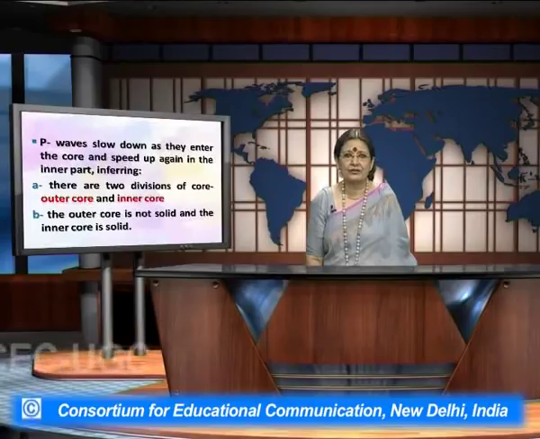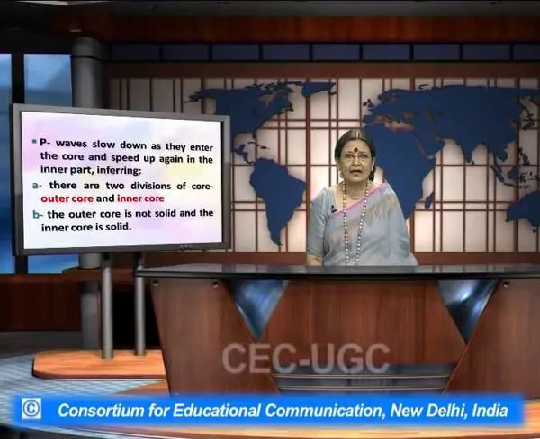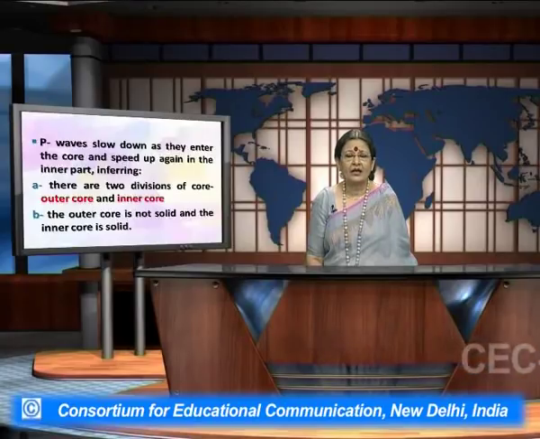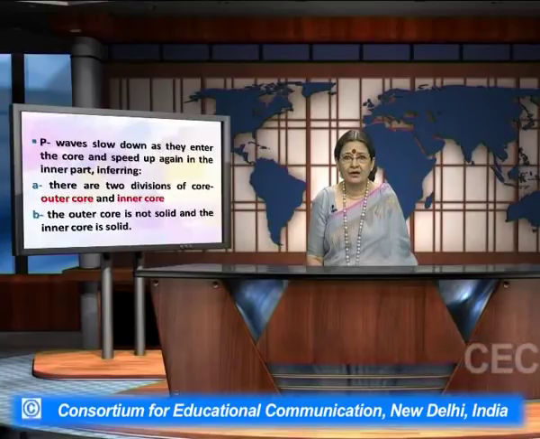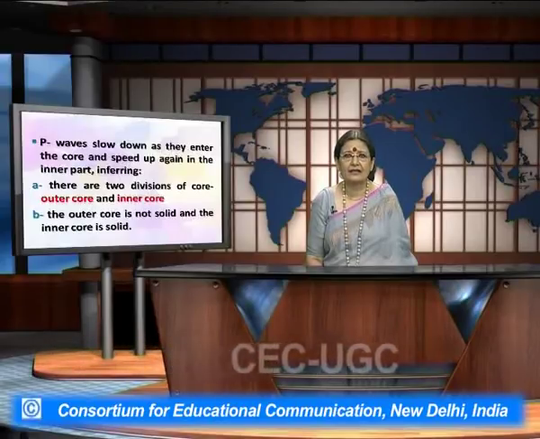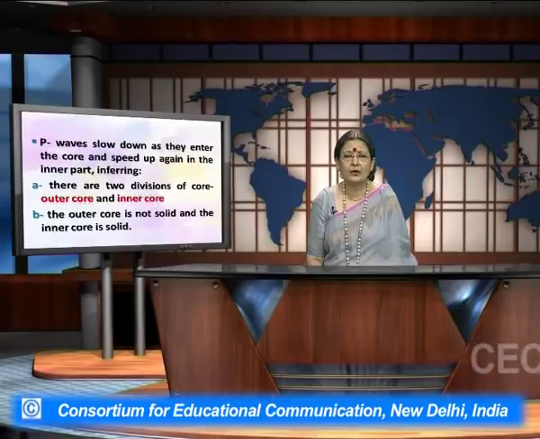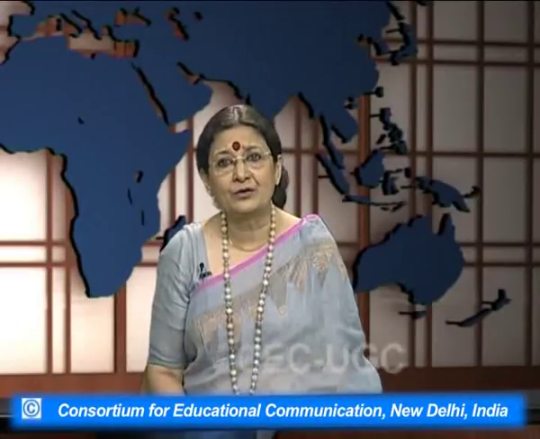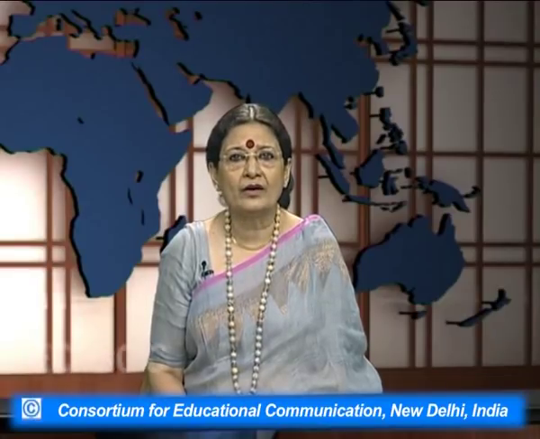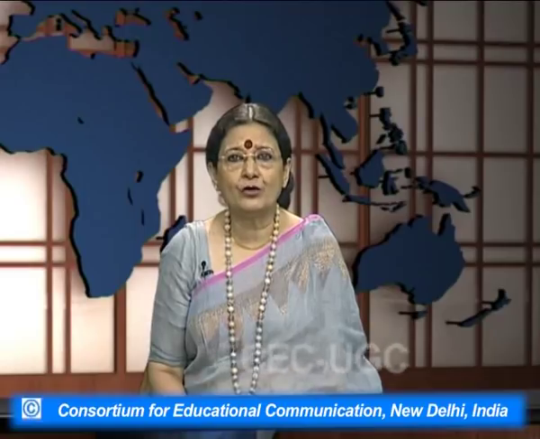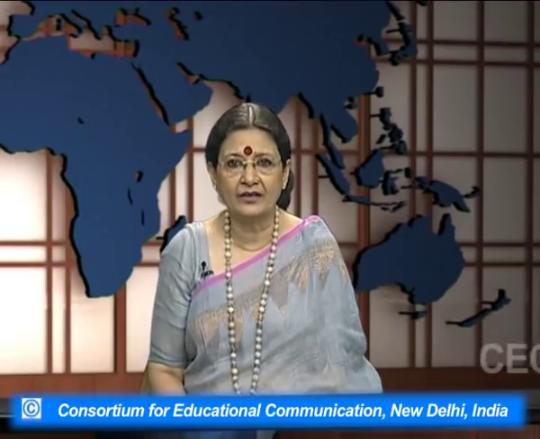Now this is a very important fact, because as we understand, these waves slow down when they come across a change in the medium, and when the medium is liquid or not solid. So the slowing down of P waves indicates that there is some kind of liquid medium in the outer core. But what about the fact that they speed up again in the inner part? That means the inner core is in a solid state. So these are the two divisions of the core, the outer core and the inner core.